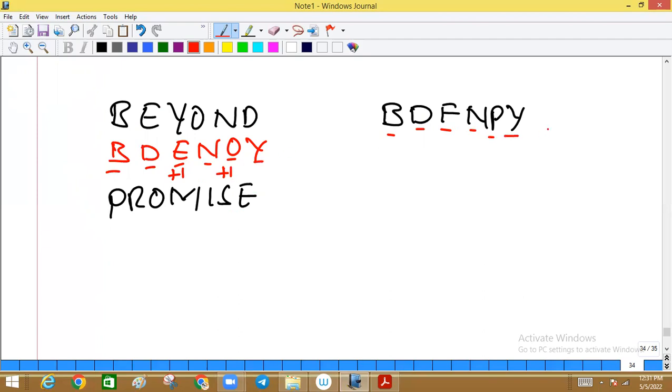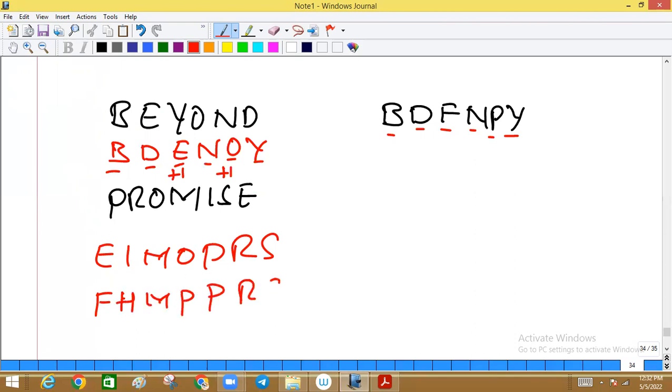So what is the pattern here? Vowels are increasing by +1, whereas consonants keep the same position. So what is the answer? First try to arrange in increasing order: E, I, M, O, P, R, S. So E +1 means F. I +1 means J. M as it is. O +1 means P. P as it is. R as it is. S as it is. That is the answer.